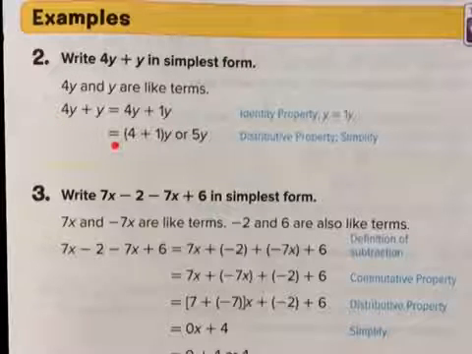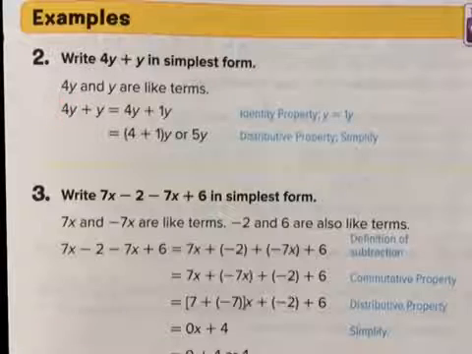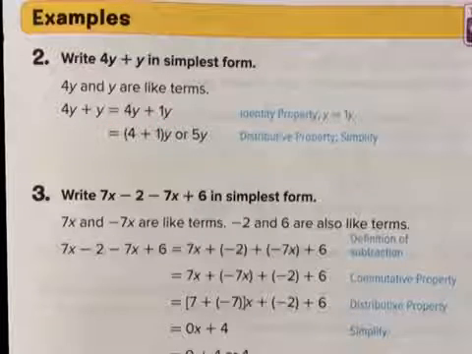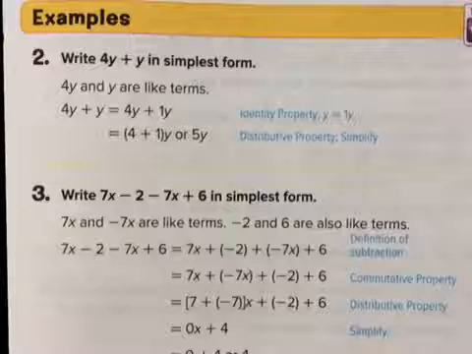We use the distributive property, where we take the coefficient over here, and remember this y actually has a 1 in front of it. We just don't write the 1. There it is. So we take that coefficient and we add it with the other one.